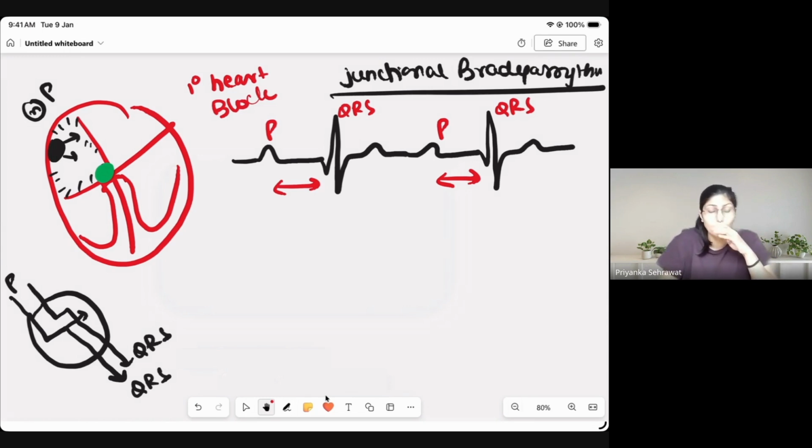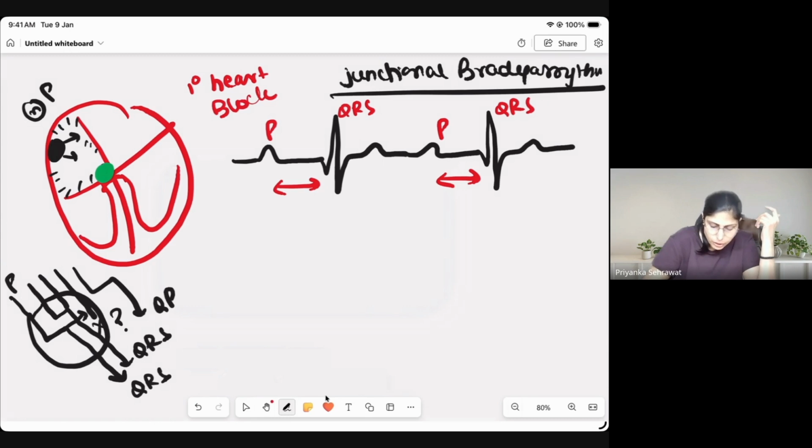Now in second degree heart block, what happens is, because there is more slowing, some of the P waves do not give rise to QRS, because it is abnormally prolonged. Some P waves get transferred to form QRS or are followed by QRS, but some are not. There are 2 types of patterns, Mobitz type 1 and 2, which are included in the second degree heart block.